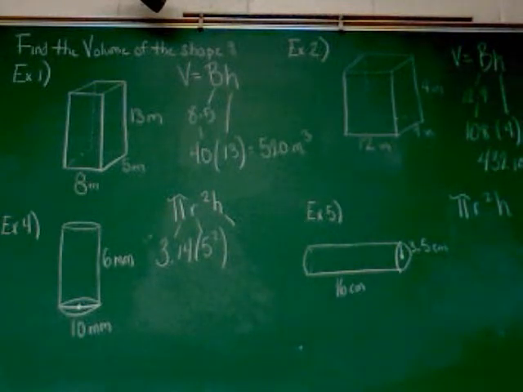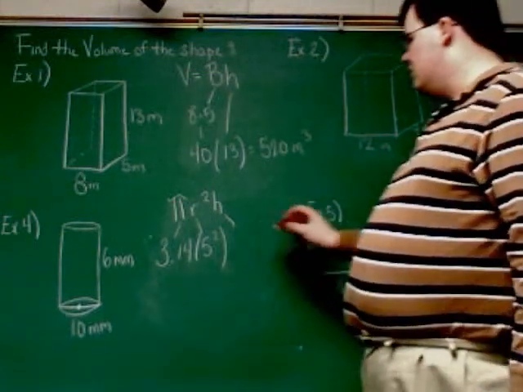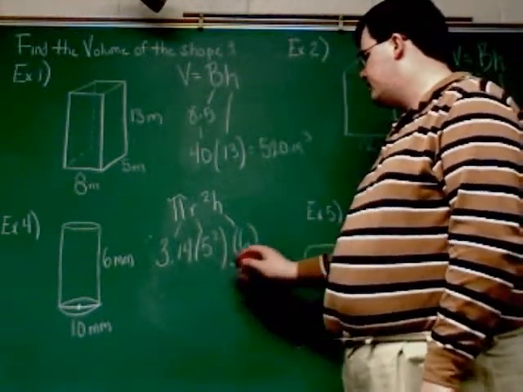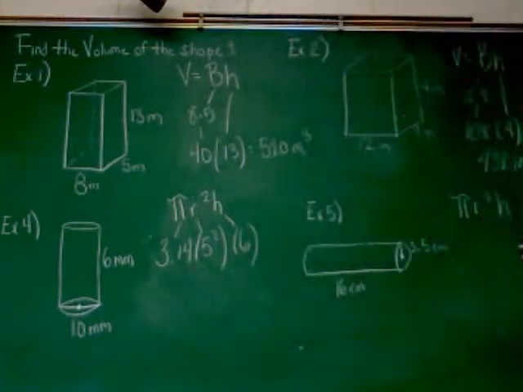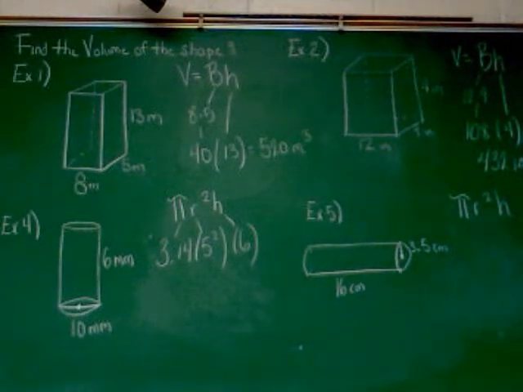And the height, well, the height, that's easy to see. That's this distance here. That's the 6 millimeter number. Okay, so you've got 3.14 times 5 squared times 6, which is the same as 3.14.